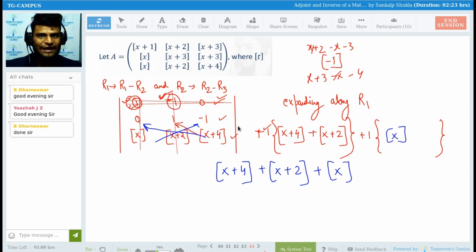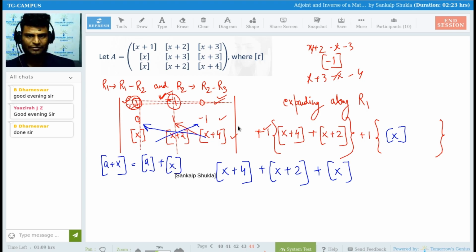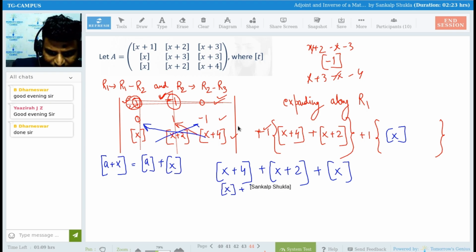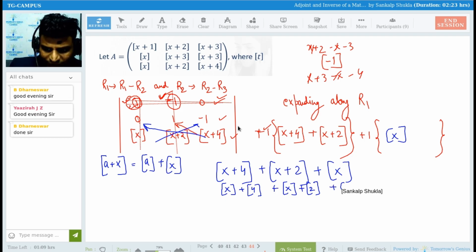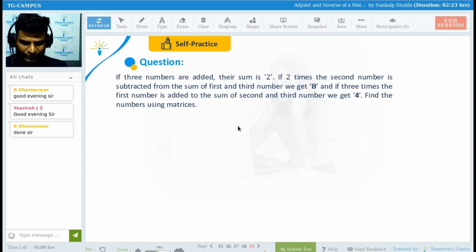Now the greatest integer function has a property that if a plus x is there, we can write it as greatest integer of a plus greatest integer of x. This is the property of the GIF function. So it will be greatest integer of x plus greatest integer of 4, and greatest integer of x plus greatest integer of 2, and again greatest integer of x. Now all of this has been given to equal something.